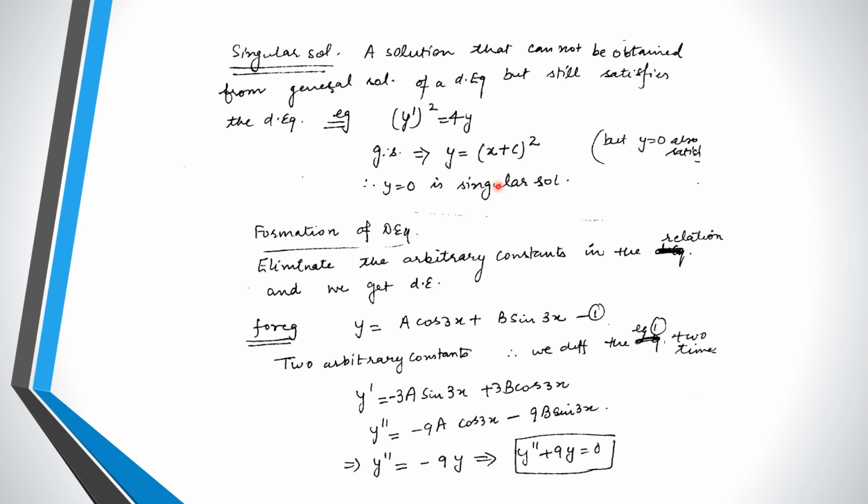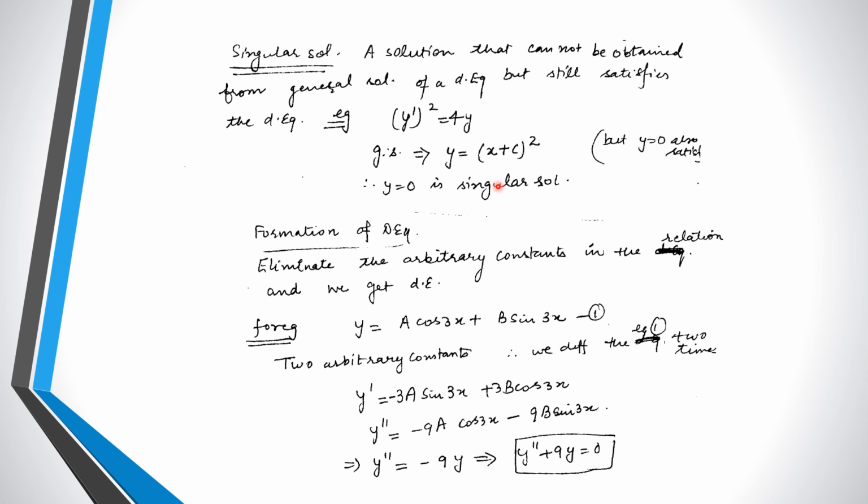So what are the types of solutions? We have general solution, we have particular solution, now we have singular solution. So general solution is a solution which satisfies the differential equation and contains as many arbitrary constants as the order of that differential equation, right?